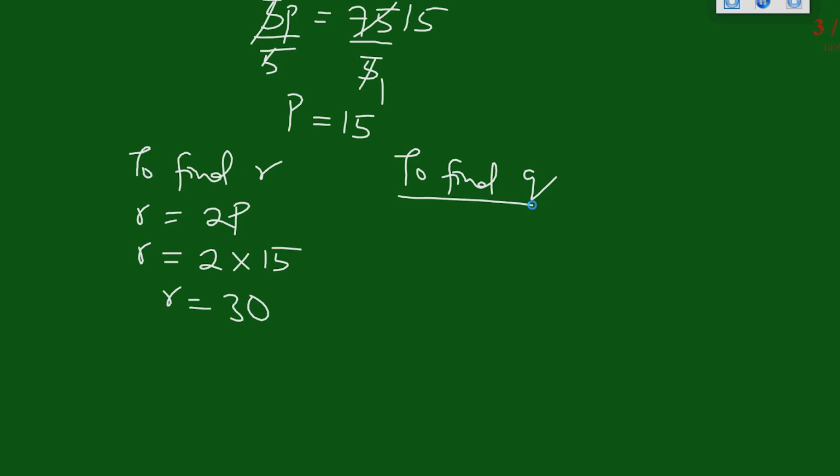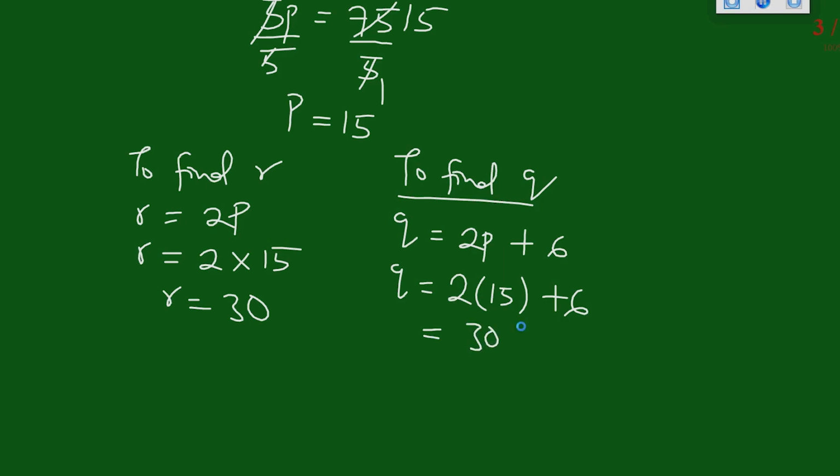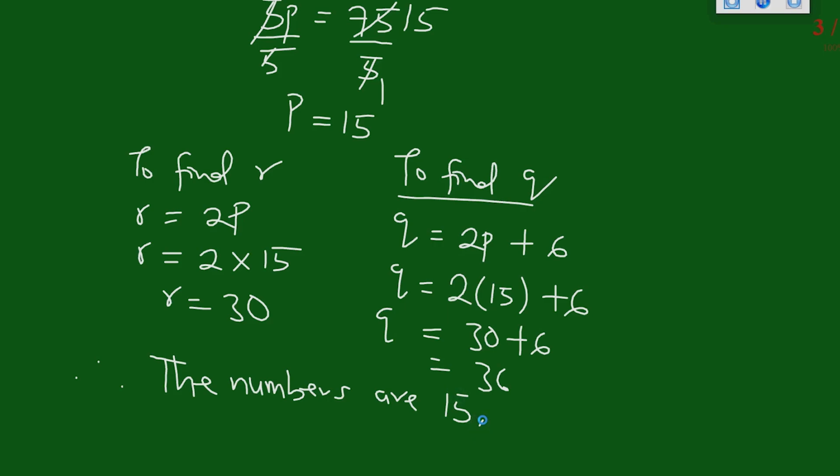To find Q, equation 3 says Q equals 2P plus 6. And we already know the value for P. So we have Q equals 2 into the bracket of 15 plus 6. 2 times 15 is what? 30 plus 6, that's 36. Therefore, the numbers are P is 15, R is 30, and Q is 36. So the numbers are 15, 30, and 36.